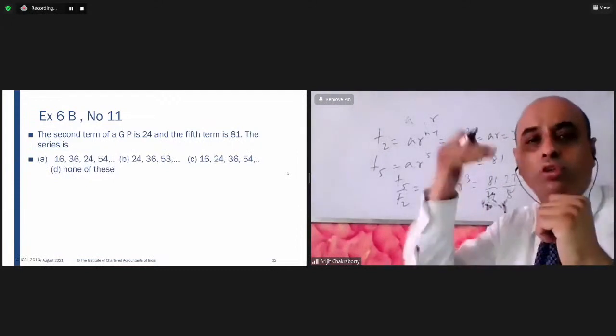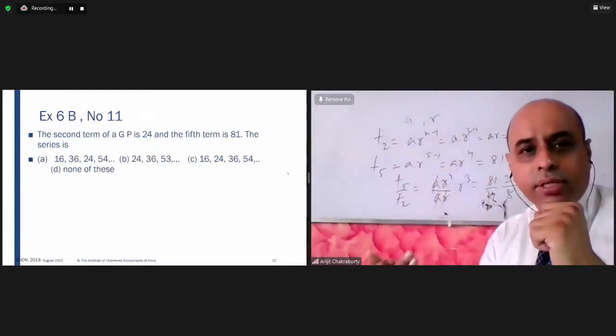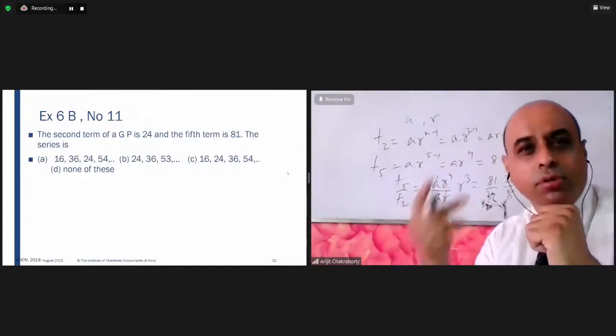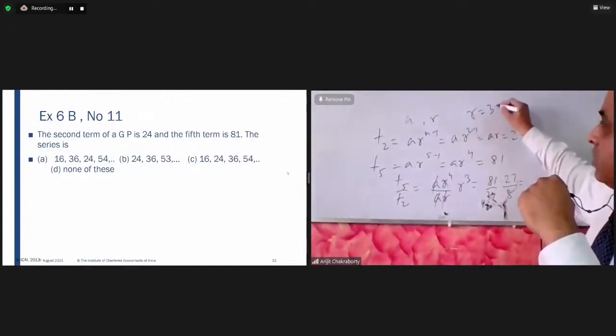So R is how much? Cube root of 27 by 8. The cube root of 27 is 3, and the cube root of 8 is 2. So I can get R is equal to 3 by 2.